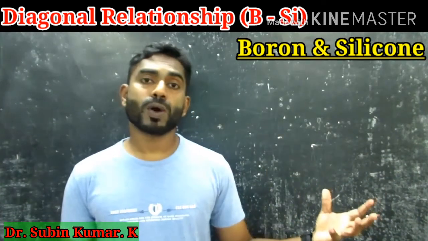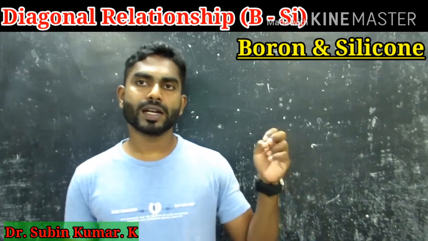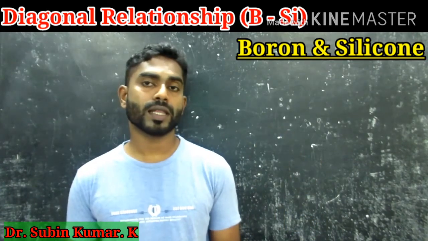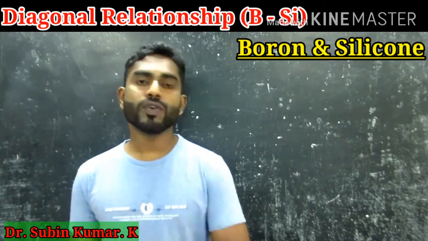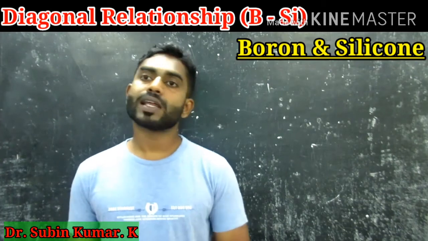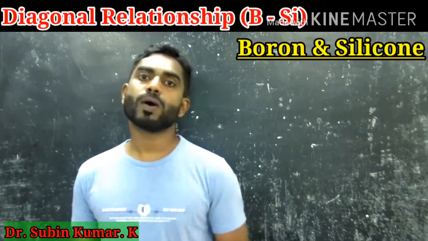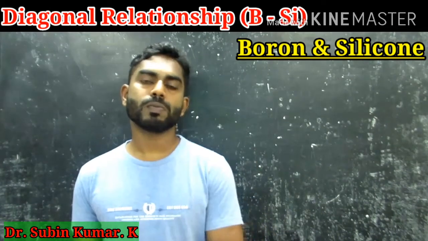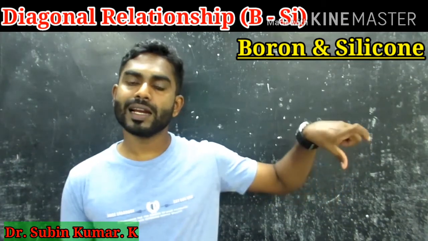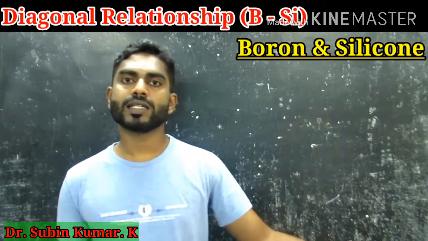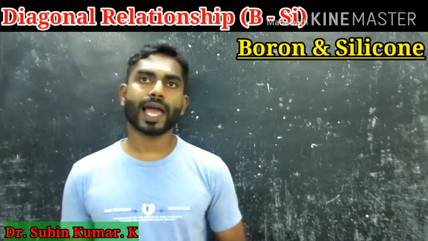Okay, in the s-block elements case, we discussed the diagonal relationship of lithium with magnesium and beryllium with aluminum. In this video we will discuss the diagonal relationship of boron and silicon. Both are p-block elements. The similarities are between second period and third period elements, placed diagonally.